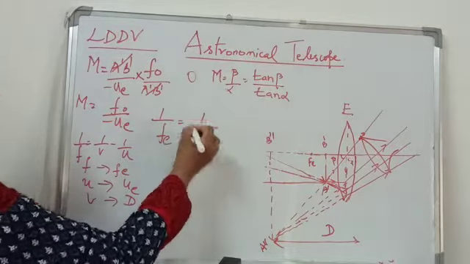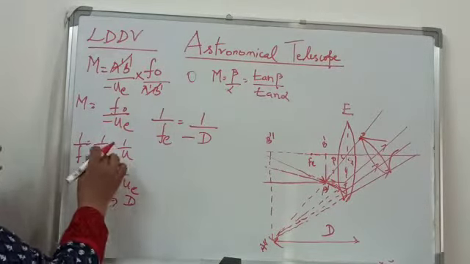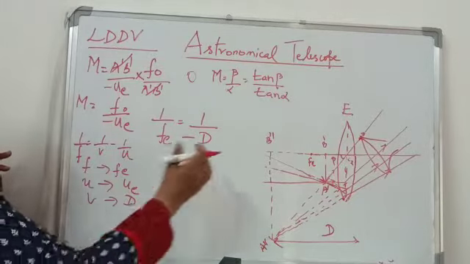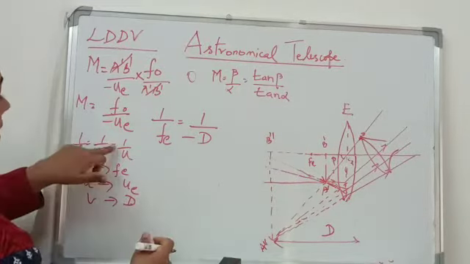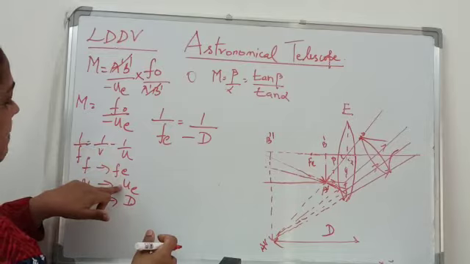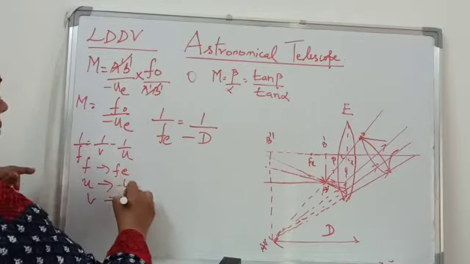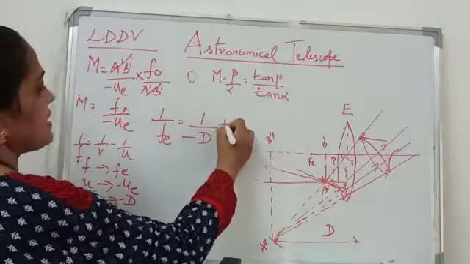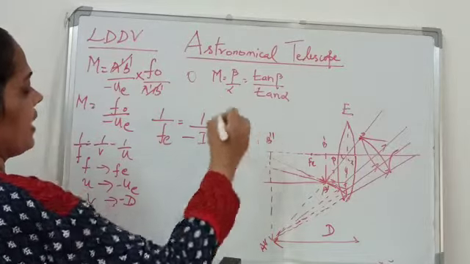So I write it as minus D. Apply the sign convention. Minus 1 by minus UE. UE is to the left. So minus of 1 by minus UE. So I mark it over here. We get it as plus 1 by UE.